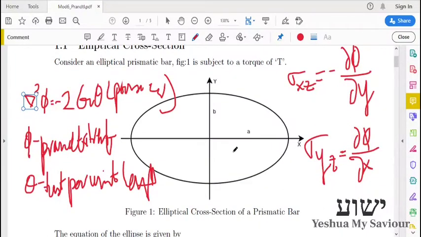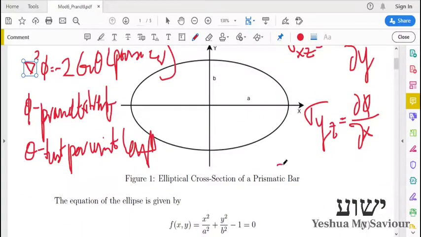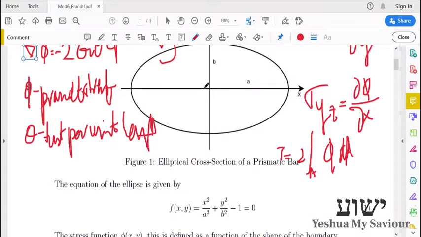Obviously, we have to find the torque transmitted. The torque transmitted is given by T is equal to 2 integral over the area phi dA. So this is the torque transmitted. That's it. These are the equations that are used in this derivation.